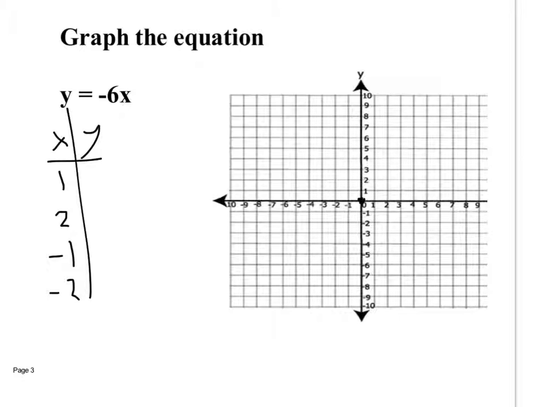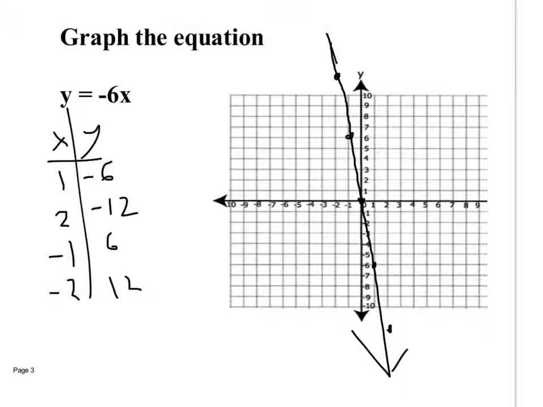Plug 1 in for x. What's -6 times 1? -6. What's 2 times -6? -12. What's -1 times -6? 6. What's -2 times -6? Or positive 12. So then you graph it. -2, 12. -1, 6. 1, -6, and then 2, -12. So it's going to look like that. And there is the line. It should be a little bit straighter than that. But that's all you're going to do today, is just graph. So we make a table, pick a couple x coordinates, plug them in, get our y.